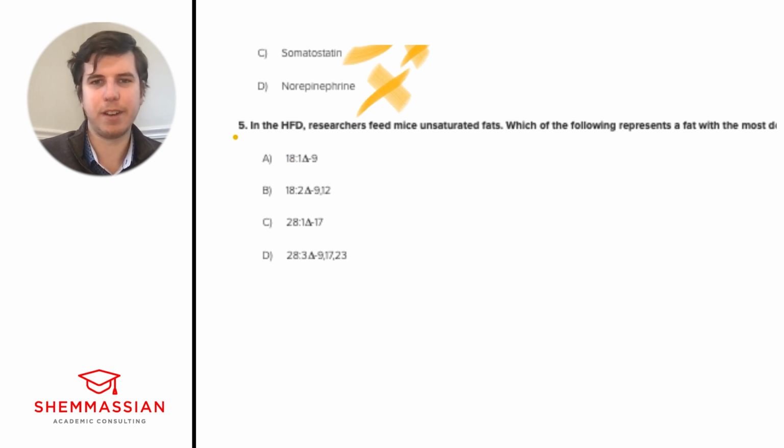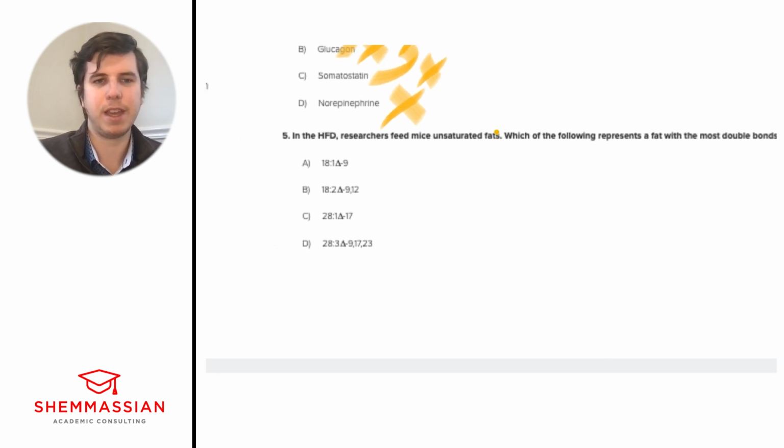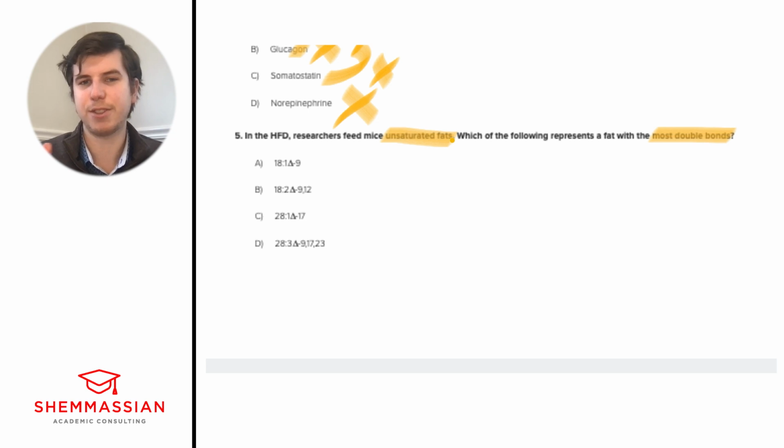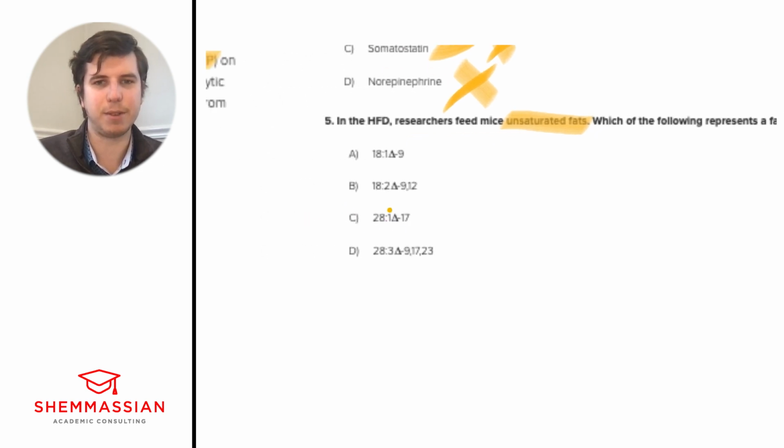Now number 5 here. Zoom out a little bit so we can see the whole question. In the high-fat diet, researchers feed mice unsaturated fats. Which of the following represents a fat with the most double bonds? We just have to find the one with the most double bonds. Remember, unsaturated just means we have a double bond. Saturated would mean we have no double bonds. Unsaturated means we have at least one. The entire thing could be double bonds, so we don't know how many, but let's look at the names of these unsaturated fats and see which one's going to have the most.